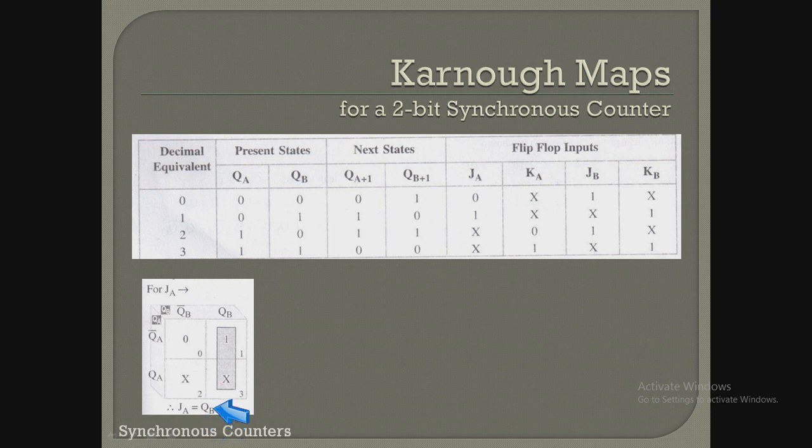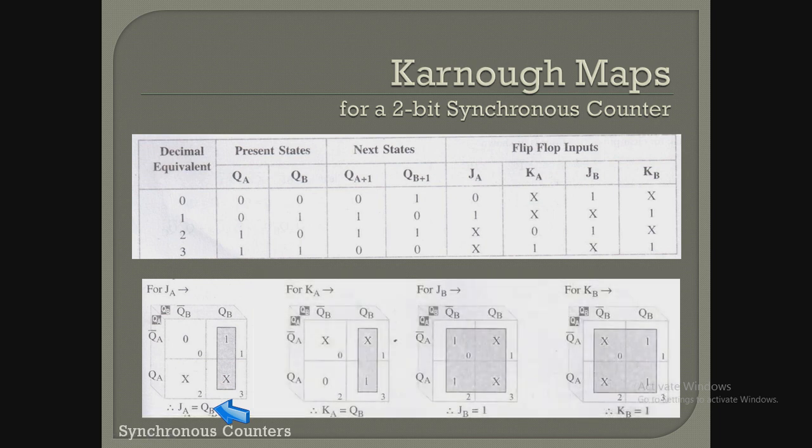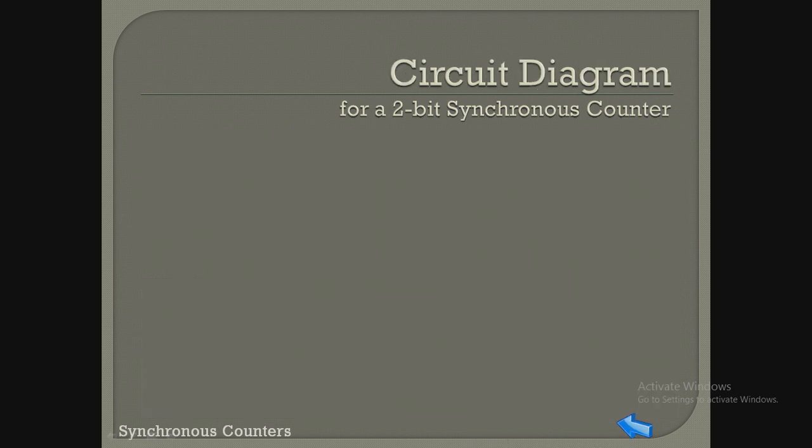Similarly, we go on drawing Karnaugh maps for KA, for JB, and for KB. So ultimately we got JA equal to QB, which is the output of the first Karnaugh map. KA equal to QB is the output of the second Karnaugh map, JB equal to 1 is the output of the third Karnaugh map, and KB also equal to 1 is the output of the fourth Karnaugh map. This way we have got the values of JA, KA, JB and KB. We will use them in the circuit diagram.